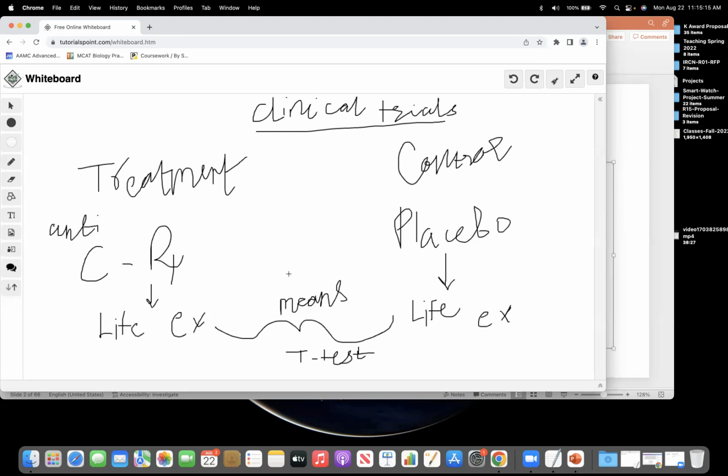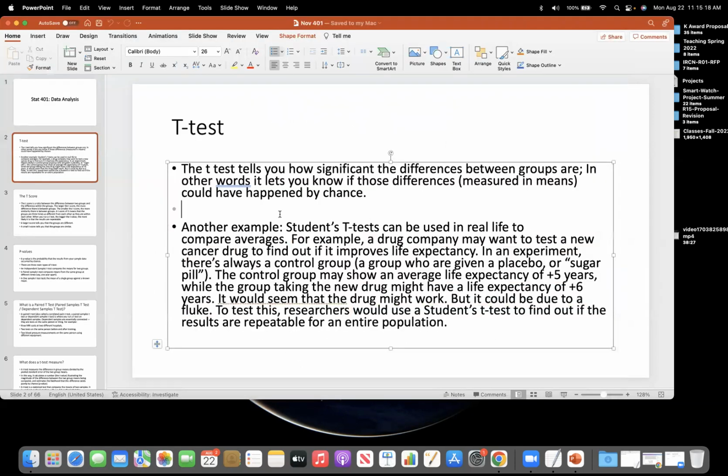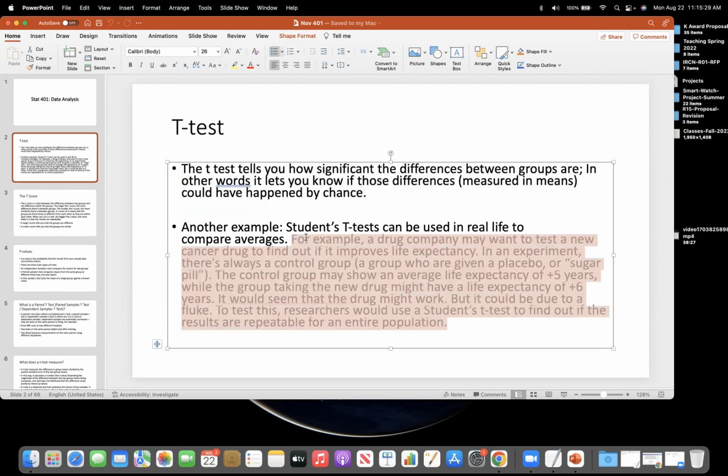So I can ask you, what is a t-test, right? What is a t-test? And give one example of a t-test, right? So a t-test tells you how significantly different your two groups are by measuring the group means. And the example of a t-test would be comparing the life expectancy of the treatment group on a drug and a control group, right? That's all.